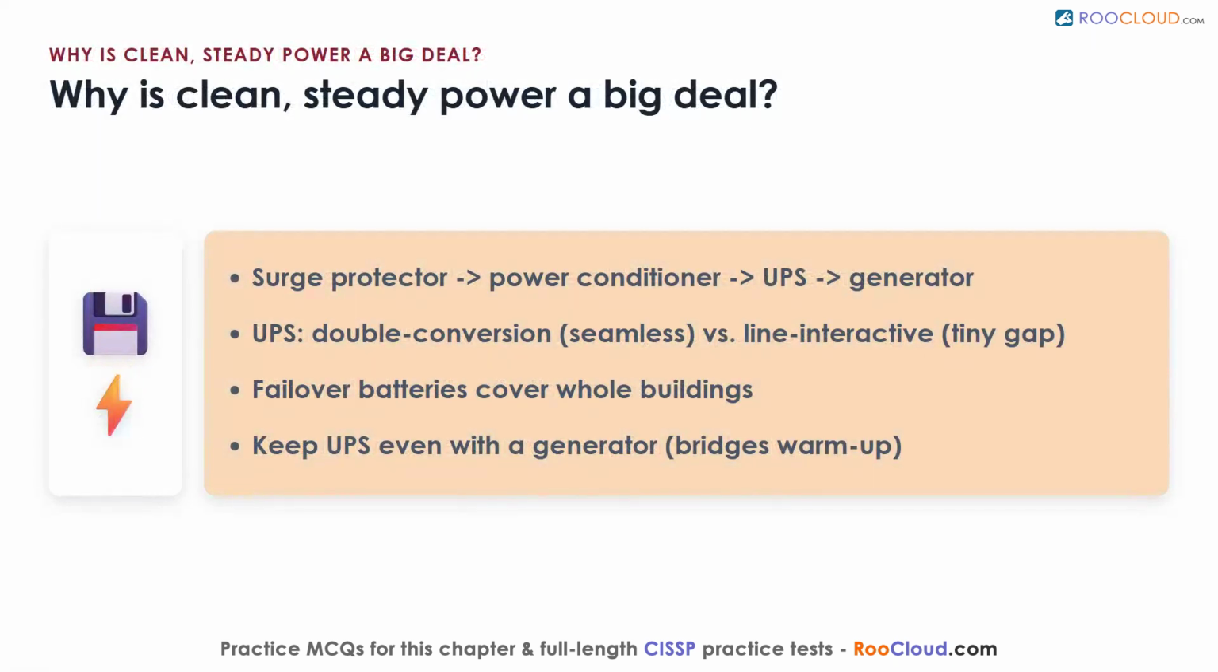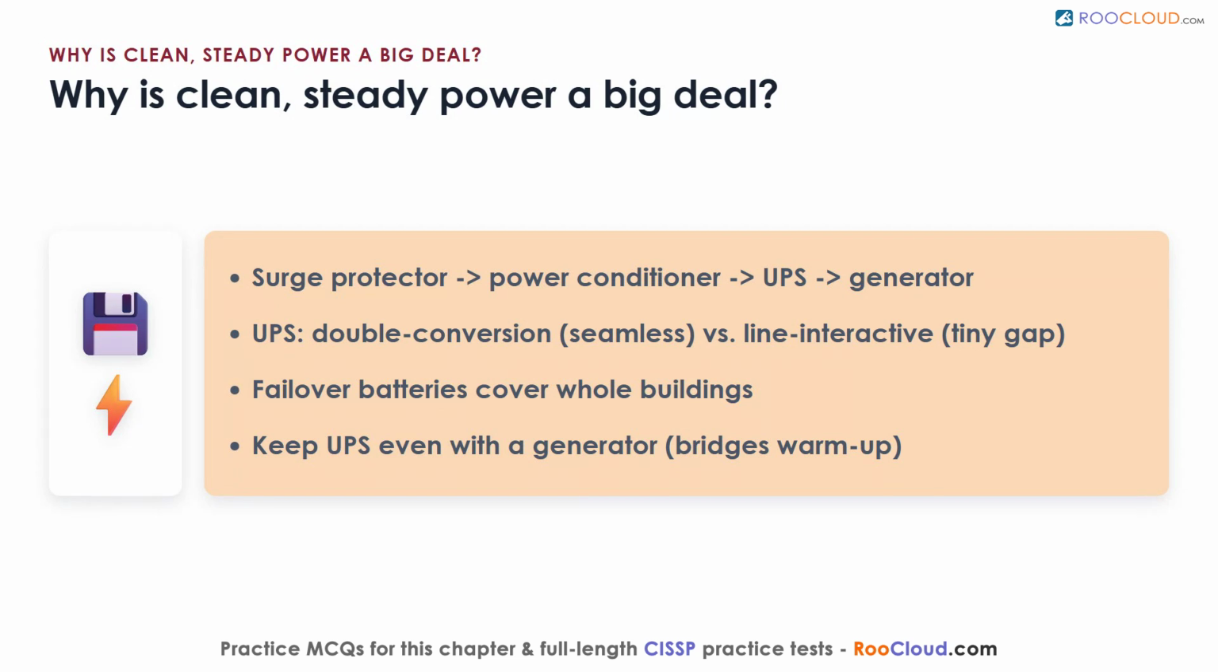Why is clean, steady power such a big deal? Because the electricity from the wall is neither as clean nor as constant as your gear needs. You defend it in escalating levels. A surge protector is the bottom rung, guarding only against overloads, and it cuts power entirely when its fuse blows. A power conditioner does more, filtering out line noise as well. An uninterruptible power supply climbs higher, using a self-charging battery to deliver clean, conditioned power and to carry the load briefly when the grid drops.